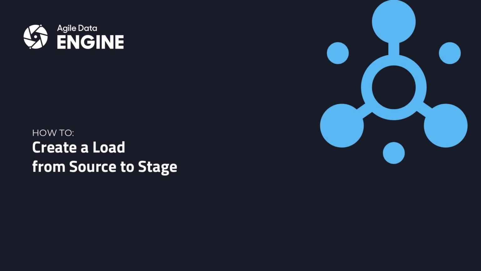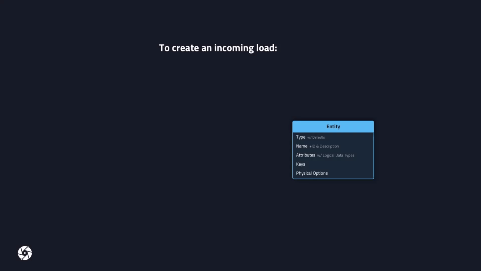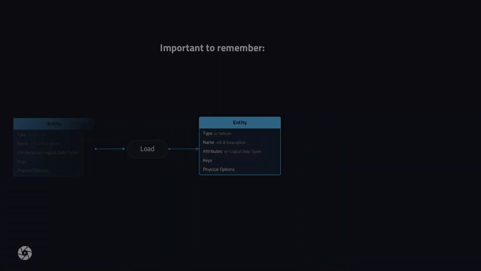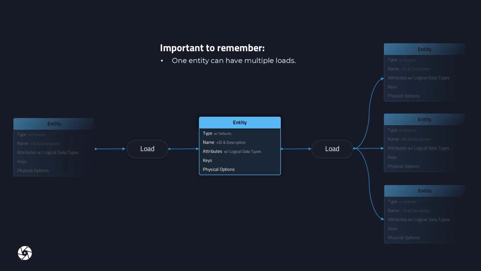In this video, you'll learn how to create a load from source to stage with Agile Data Engine. To create an incoming load, you need to create a load to the target entity and give basic information about it, such as its name. Then you need to create a mapping between the source and target entity and between their attributes. ADE uses all this information to generate the load later. Remember that one entity can have multiple loads, and loads are executed in the runtime environment using workflow orchestration.